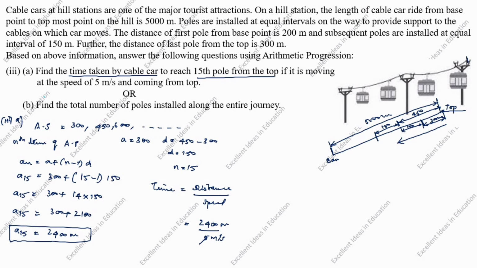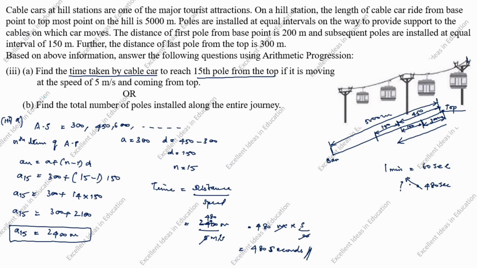1 times this: 4 5s are 20, 480. So 480 meter into seconds by meter. This second goes up. Meter, meter cancel. 480 seconds. We need to convert into minutes. How will we convert into minutes? 1 minute is equal to 60 seconds. We got 480 seconds, and we will find how many minutes.